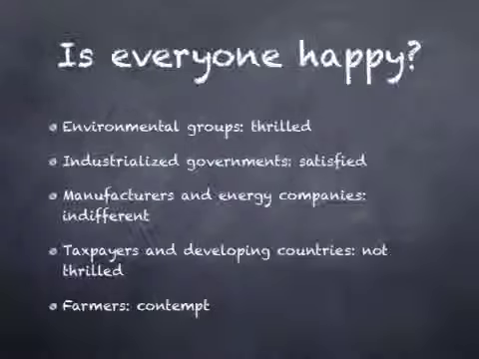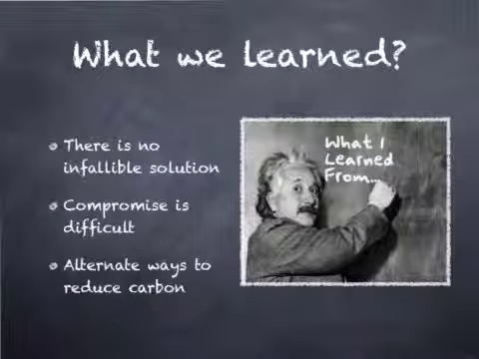What we learned. We learned that there is no infallible solution. Someone is always going to be displeased with a possible solution. Compromise is difficult. There was much debating and arguments during the group discussion over what to do with the wedges. We also learned a number of alternate ways to reduce the amount of carbon in the atmosphere.